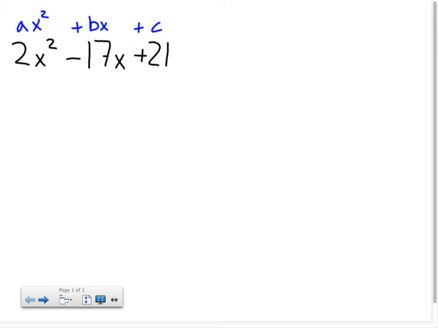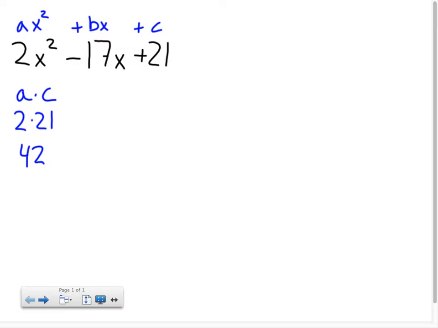To factor by grouping, what you want to do is multiply the a times the c. So in this case, a times c would be 2 for our a and 21 for our c. Those times each other gives us 42. Here's what we're going to do with that 42. We're going to try to find factor pairs of 42 that when you add them together, you get the b term. In this case, the b term is negative 17.